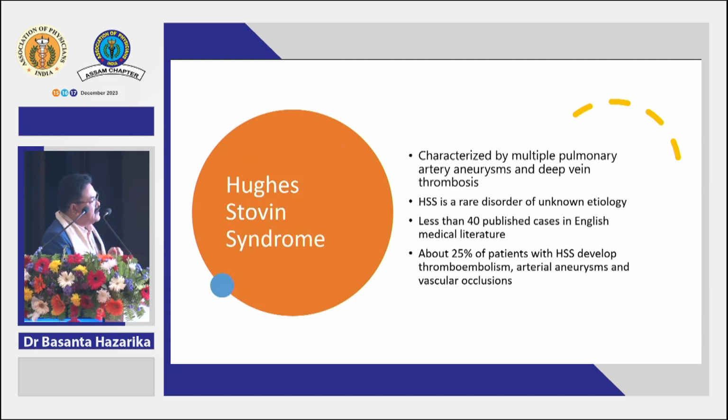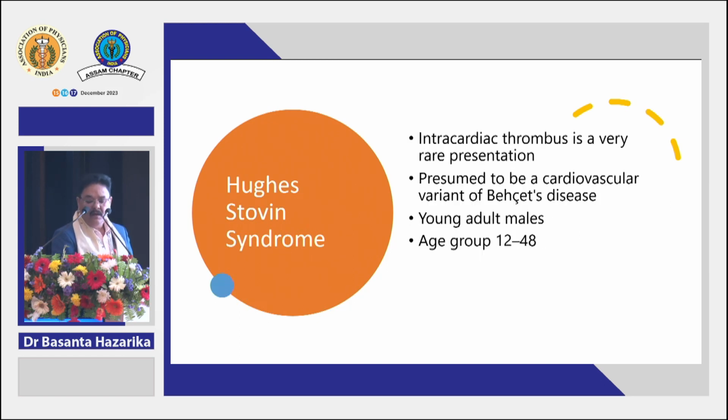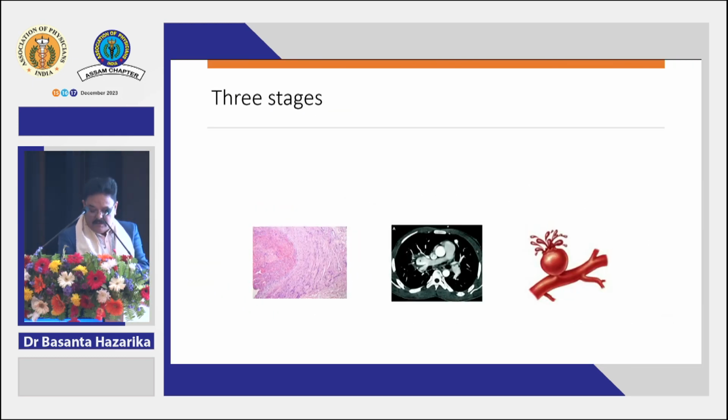It is a rare disorder of unknown etiology. Less than 40 cases are published in the English medical literature. About 25% of patients with Hughes-Stovin syndrome develop thrombosis, arterial aneurysms, and vascular occlusions. Then intracardiac thrombosis is a very rare presentation. It is presumed to be a cardiovascular variant of Behçet's disease, occurring in young adults, mainly at the age of 12 to 48 years.